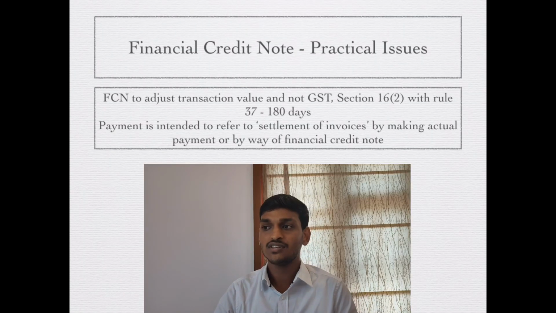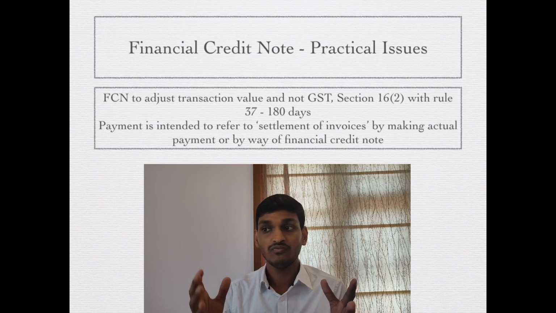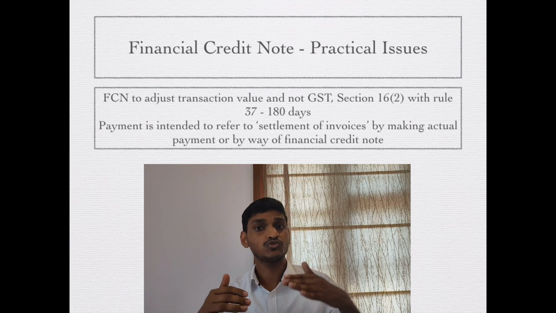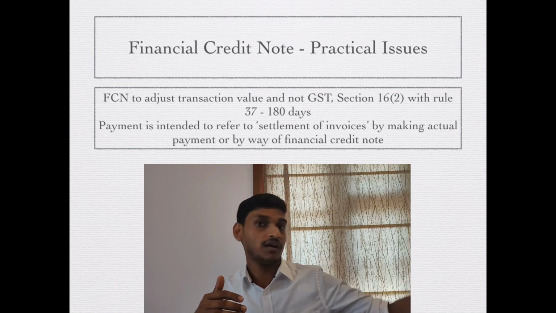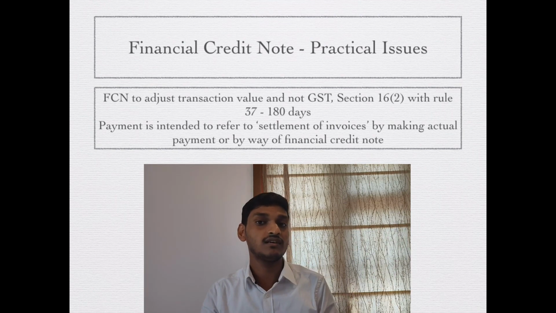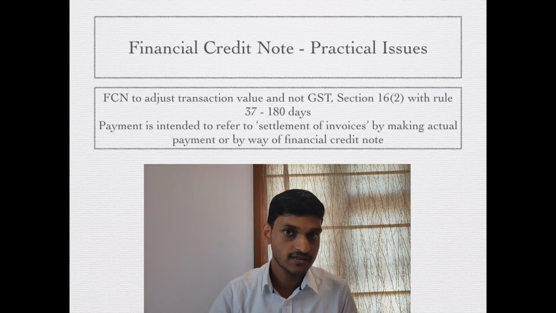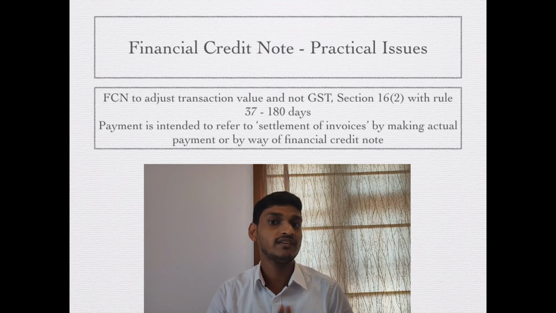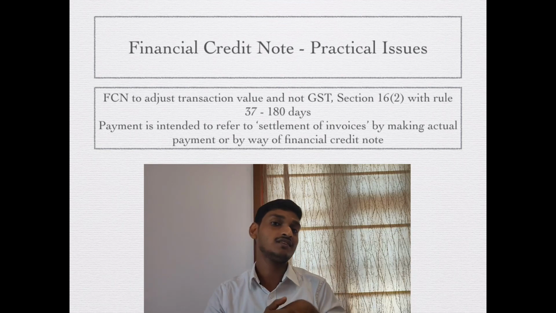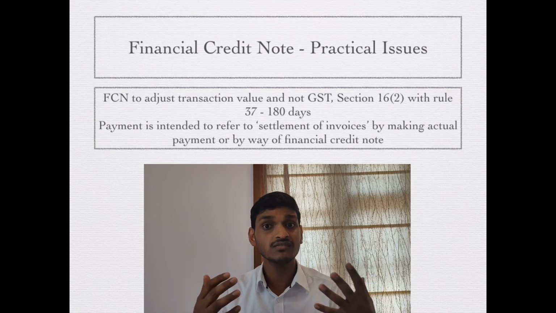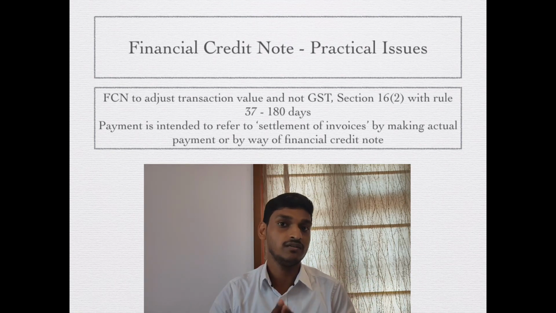Then financial credit note, some practical issues are there. Section 16(2) read with rule 37 says that if the recipient has not paid the consideration to the supplier within 180 days, he has to reverse the input tax credit he has already availed, right? Section 16 subsection 2 read with rule 37 says it very clearly that if you have not paid your consideration to the supplier within 180 days, you have to reverse the input tax credit already availed.